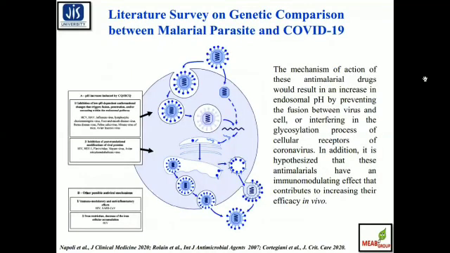So the literature survey says that while comparing the malarial parasite and COVID-19, the entire mechanism of action of these anti-malarial drugs would result in an increase in endosomal pH by preventing the fusion between the virus and the cells, or interfering in the glycosylation process of the cellular receptors of the coronavirus. In addition, it is hypothesized that these malarial compounds have immunomodulating effects that contribute to increasing their efficacy in vitro against COVID-19.